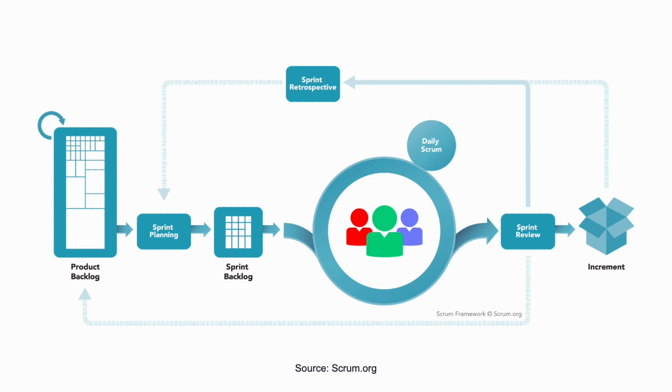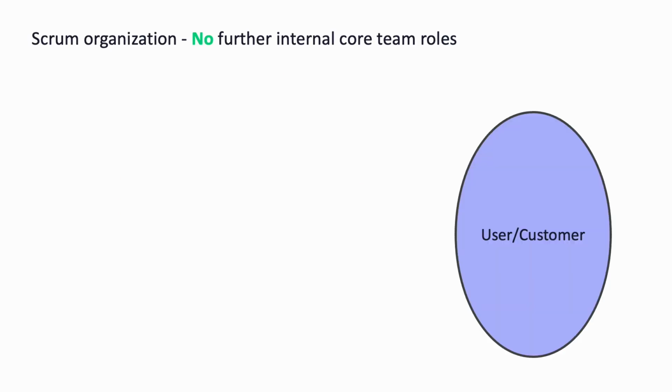The picture shows the Scrum process, and in the middle of the iteration loop, the three different colored figures stand for the three different roles defined with Scrum. Specifically, it looks like this. On the one hand, there is the user or customer, from whom the requirements for the solution to be created come. A rough distinction can also be made between two roles there.